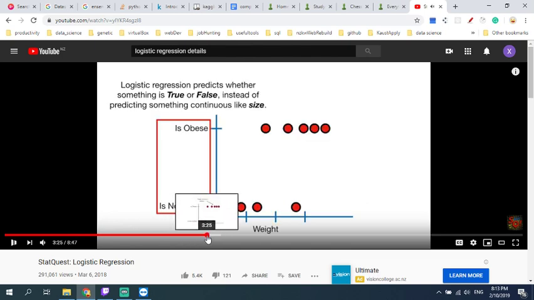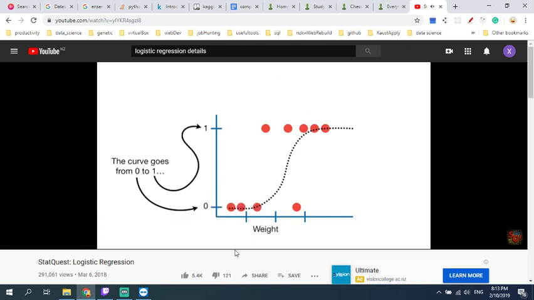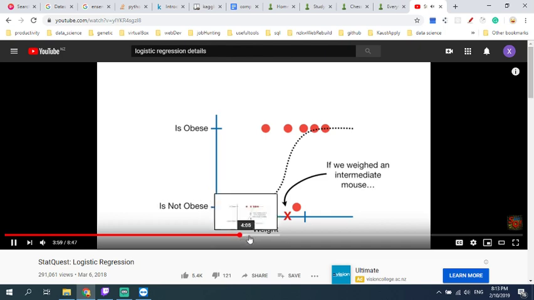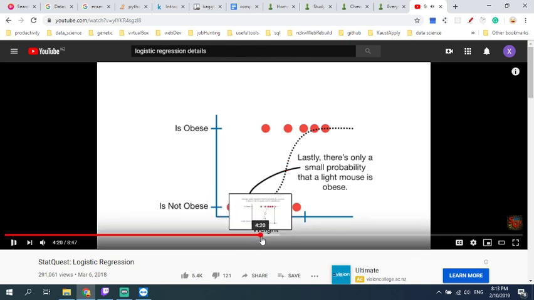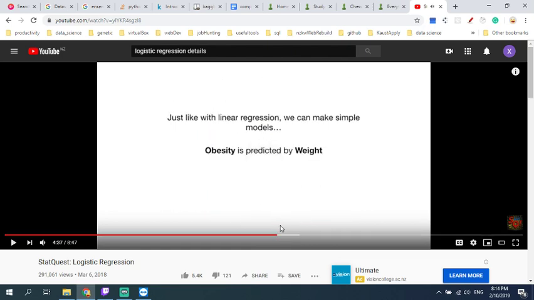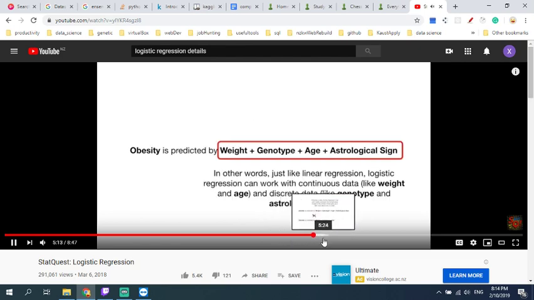Logistic regression predicts whether something is true or false, instead of fitting a line to the data. Logistic regression fits an S-shaped logistic function. The curve goes from 0 to 1. If we weighed an intermediate mouse, then there is only a 50% chance that the mouse is obese. This is a classification.